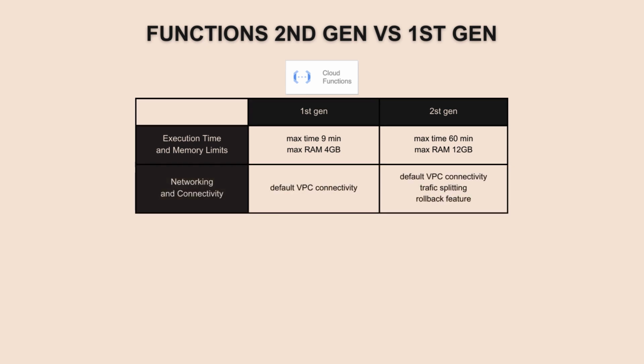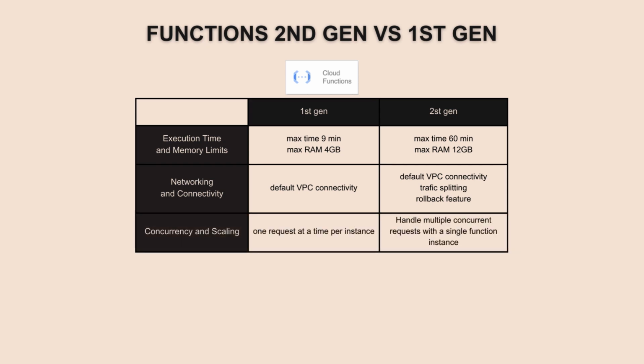Networking and connectivity. The second generation simplifies this with default VPC connectivity, enabling more straightforward, secure interactions with other services. Concurrency and scaling. The first generation handles one request at a time per instance, and the second generation improves concurrency by allowing a single instance to process multiple requests concurrently, significantly enhancing efficiency and reducing response times.